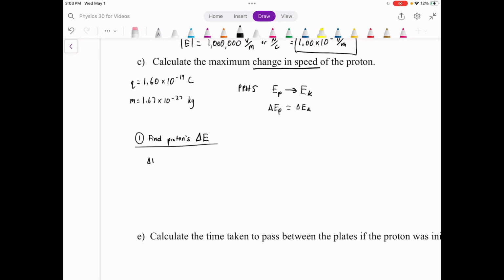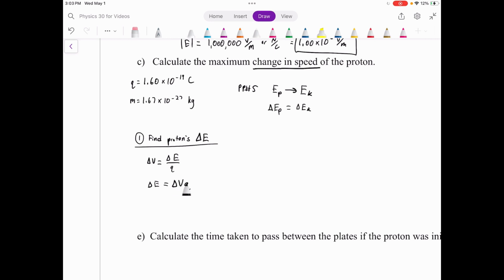Okay, so the potential difference is just the change in energy per unit charge, right? And therefore, the change in energy is just the voltage times the charge, right? Again, makes sense. This is how many joules its potential energy will change by from moving between the two positions per coulomb of charge that it has.